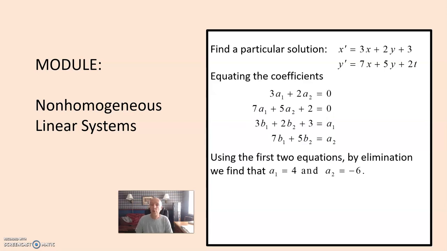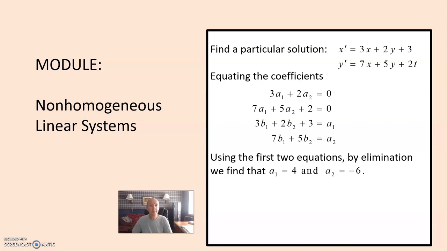With these 4 equations, we can take the first two, and by using elimination, we can find that a1 is equal to 4 and a2 is equal to negative 6. Again, we haven't shown the work here, but you know how to solve a system with 2 equations. But if you wanted to practice or verify that this is indeed correct, now would be a good time to pause the video.